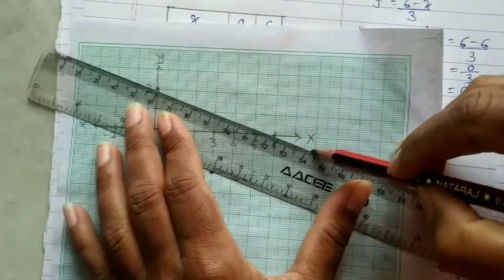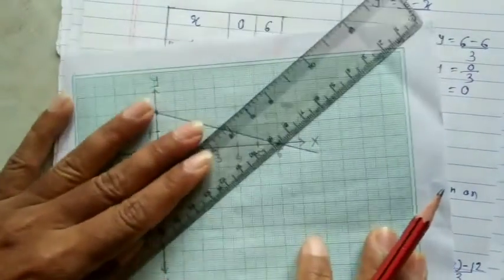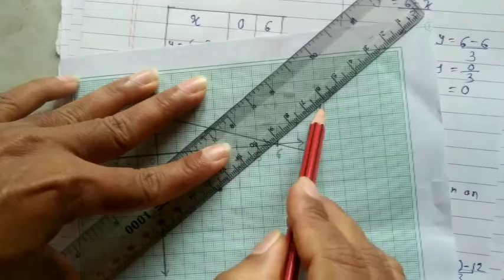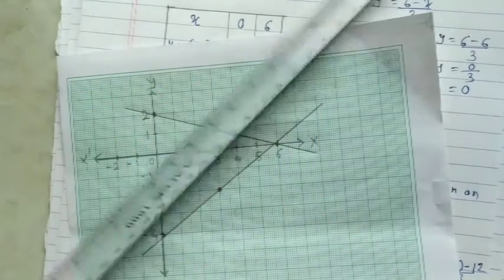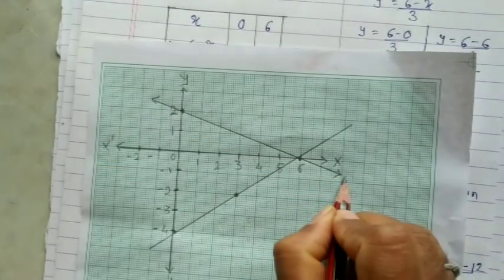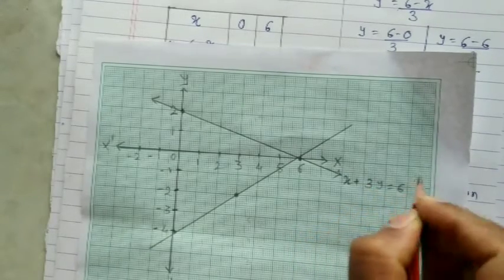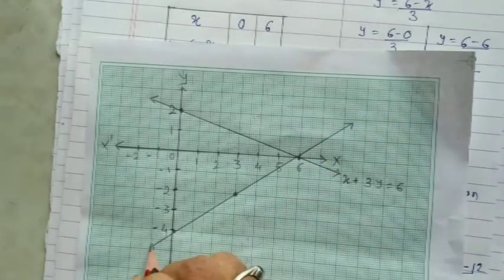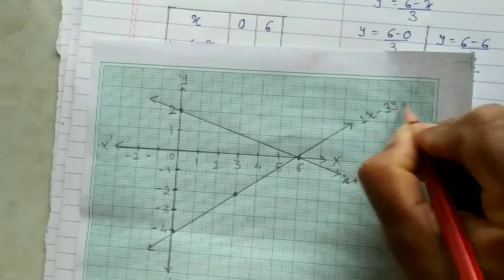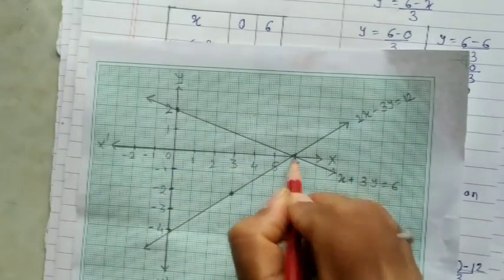This is the first line for the first equation, and this is the second one. Now we will write the equations in front of them. This is for x plus 3y is equal to 6, the first equation, and this line we get from the second linear equation, 2x minus 3y is equal to 12. Now we will write the coordinates of the points.